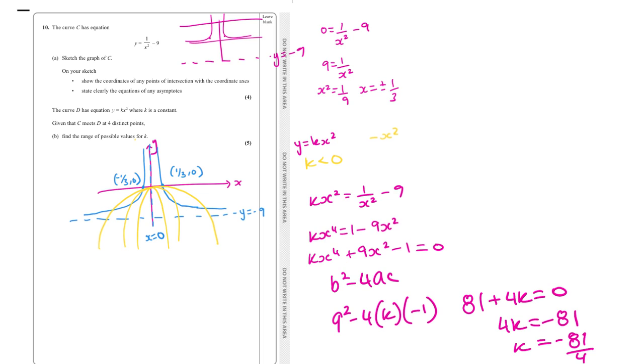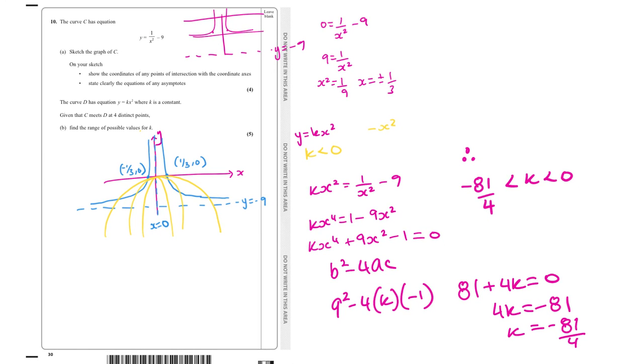Perfect. So the range of possible values, therefore, k has to be less than 0, but greater than minus 81 divided by 4. Perfect. All done. Okay, that is the paper absolutely completely finished. Well done.